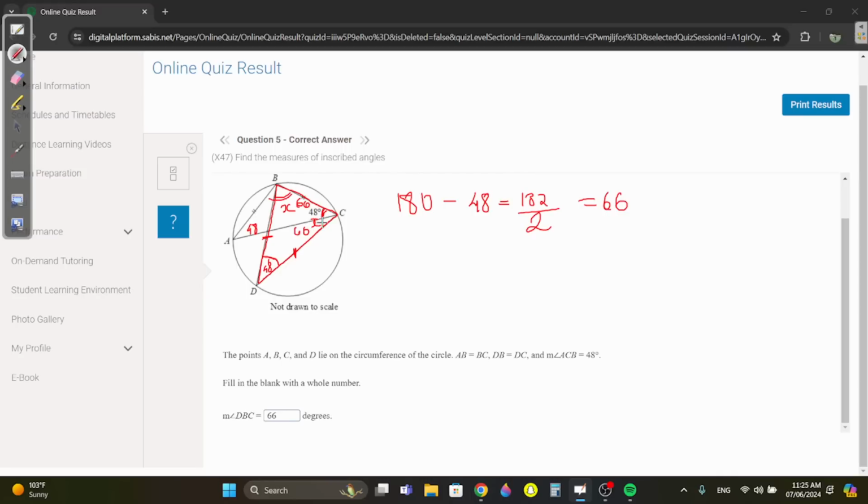So maybe in the exam they ask you to find this small part over here. If they ask you to find the small part, you just do 66 minus 48, and you would get 18.